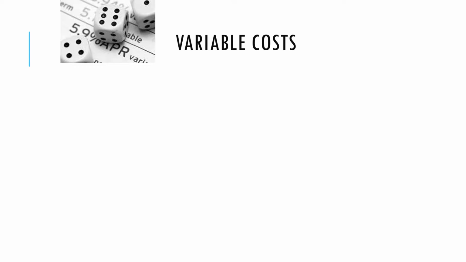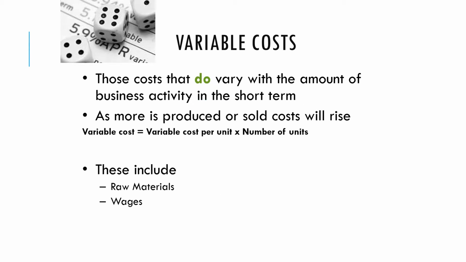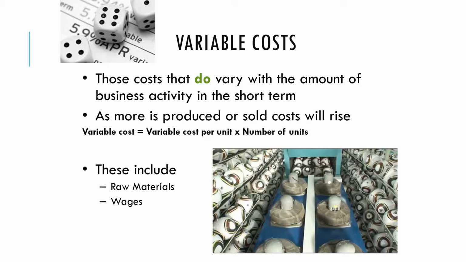Variable costs. Variable costs are different. Variable costs do vary with the amount of business activity. So they do change as you sell or produce more units. And this is an important formula that we need to write down. Variable costs equal the variable cost per unit times the number of units. So if we think of an example, football manufacturing, for example, think about what were the costs of the actual football itself, the stitching or the plastic involved. Let's say that's £5 per unit, and if we make 100 footballs, that would be £500 in total.